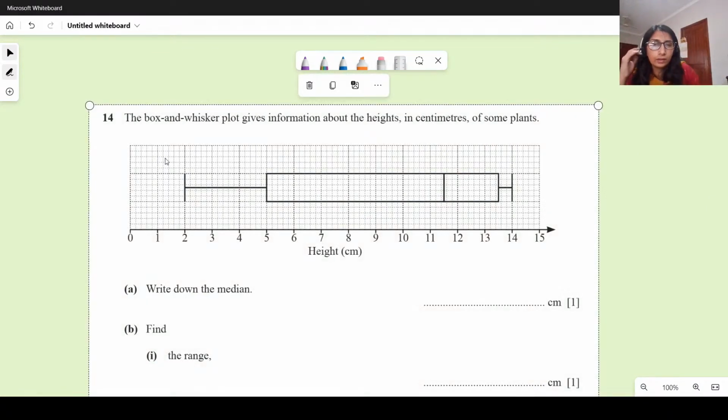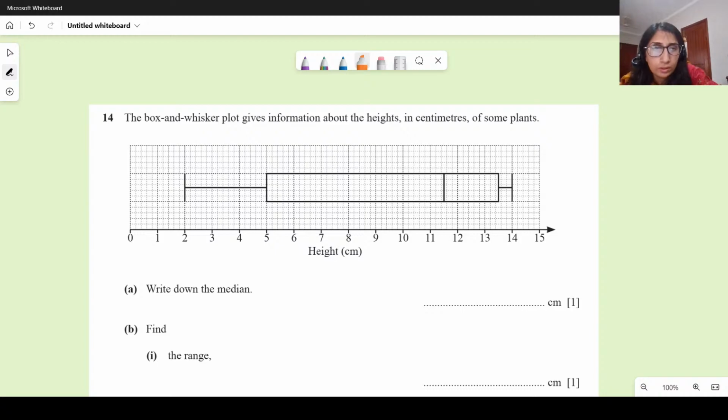So write down the median. Median in a box and whisker plot is just this value, which is exactly in between 11 and 12. So this should be 11.5. The median of this is 11.5.